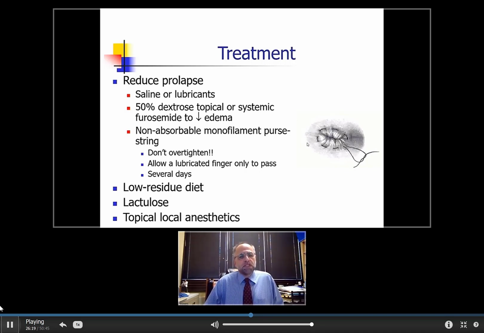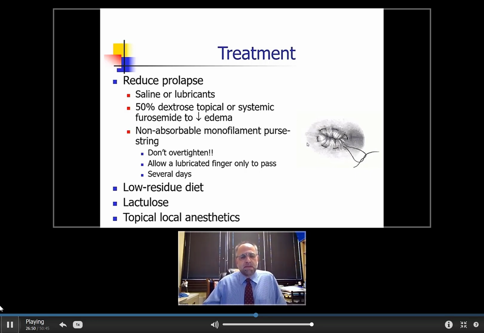Once it's reduced, then we'll treat it with a purse string suture as illustrated on the right. And again, a purse string is placed and usually kept in place for about a week. We want to leave an opening that's about the diameter of our small finger, maybe depending on the size of the patient. But we do have to leave enough of an opening so that they can continue to pass stool, but won't prolapse. So again, we have to be careful that we don't over tighten these things.